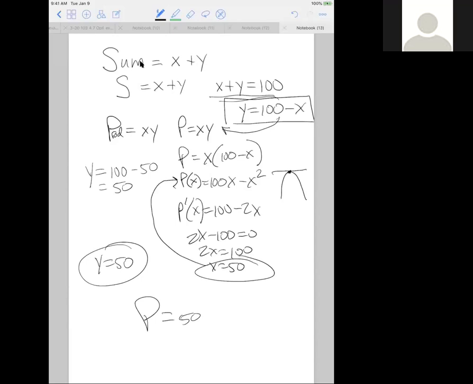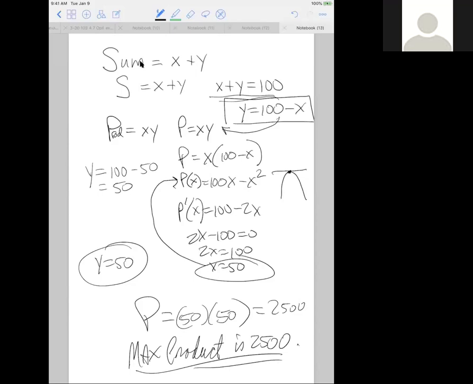P equals 50 times 50, 2,500. And that means maximum product. Remember to go back and answer the question. The maximum product is 2,500. And notice that if we had gone back here and plugged in 50 here, it would be 50 times 50, 50 out here and 50 there. That would have given us 2,500. Or 50 here gives us 5,000 minus 2,500. Either way, the max product is 2,500.